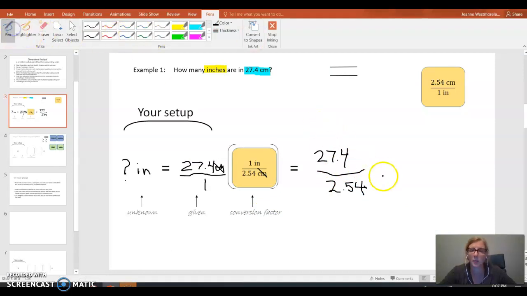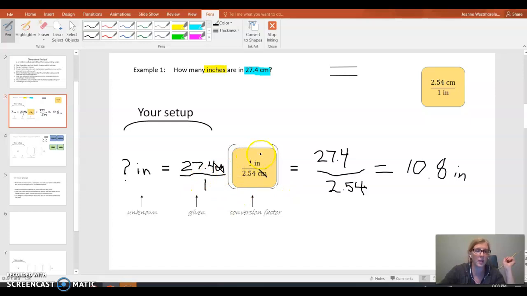Excuse me, get my pen back again. My final answer is going to be 10.8 inches. So don't forget your unit, no naked numbers. So 27.4 centimeters is the same length as 10.8 inches.